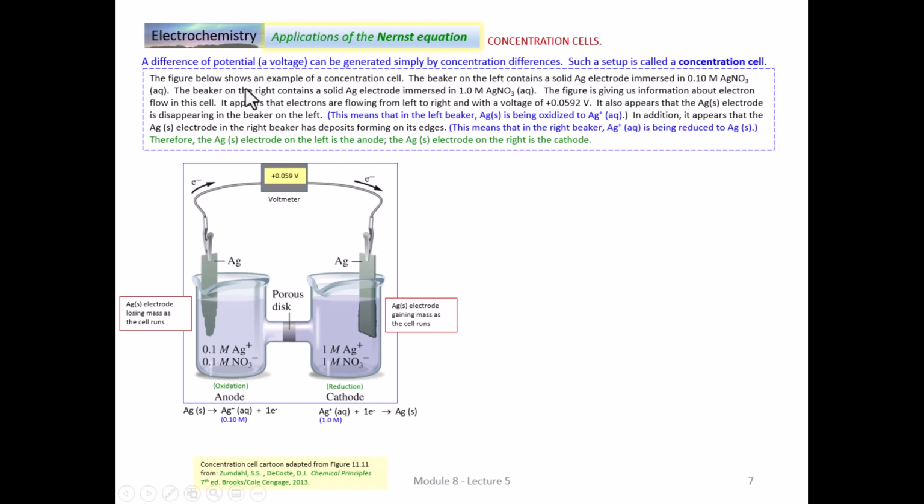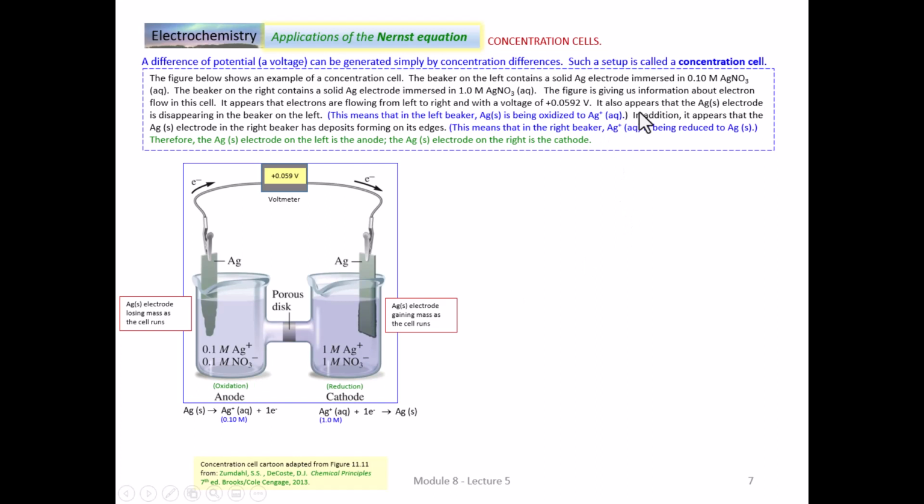Now the beaker on the right also contains a solid silver electrode, and it's immersed in a solution of silver nitrate, only in this case the silver nitrate has a different concentration. It's 1 molar instead of 0.1 molar. So there's a difference in concentration in these two beakers on either side of this semi-permeable membrane, or the porous glass fritted disc there. So it's 1 molar silver ion and 1 molar nitrate on the right, only 0.1 molar silver ion and 0.1 molar nitrate on the left.